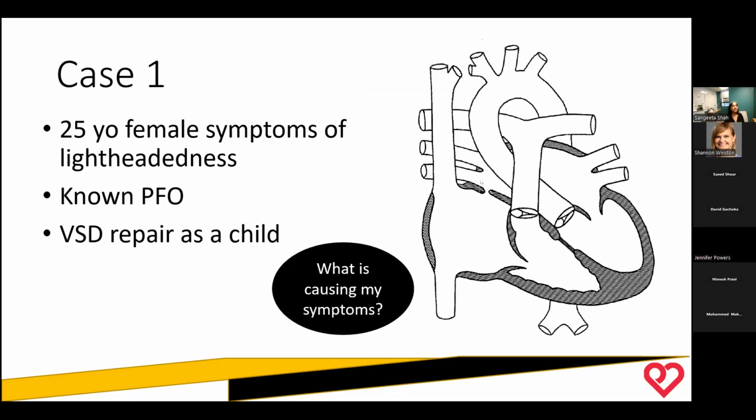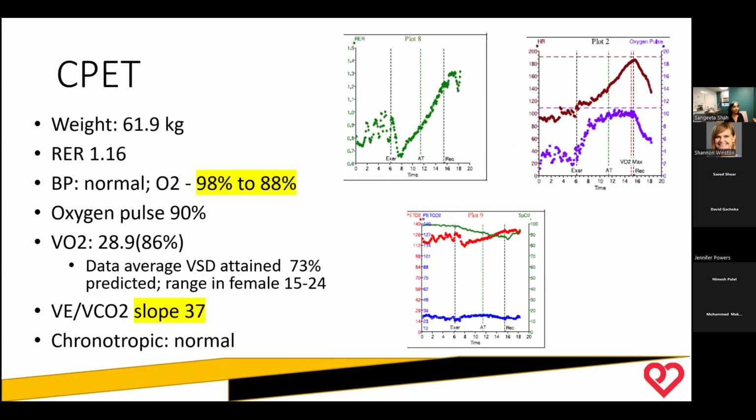So the first case is a 25-year-old female with symptoms of lightheadedness. She's had a known PFO, and she's had a VSD repair as a child. She's trying to figure out, what is the cause of my symptoms? On the right, I'll always put a picture of the patient's heart. This one is the PFO, and here's the VSD closure.